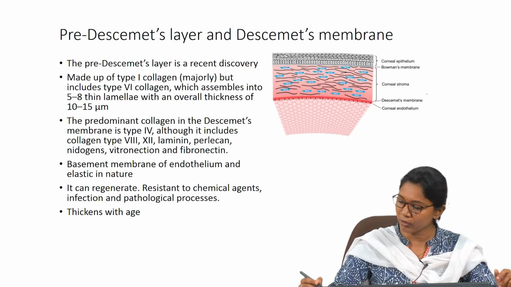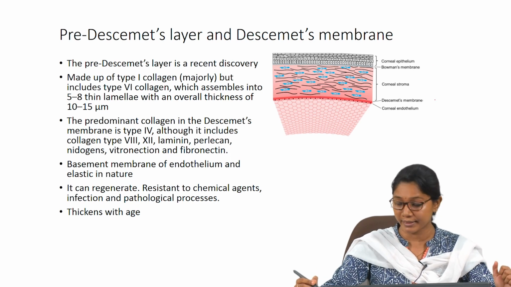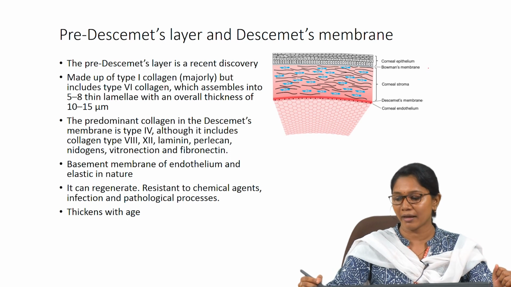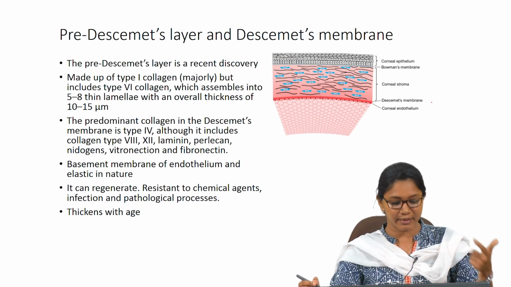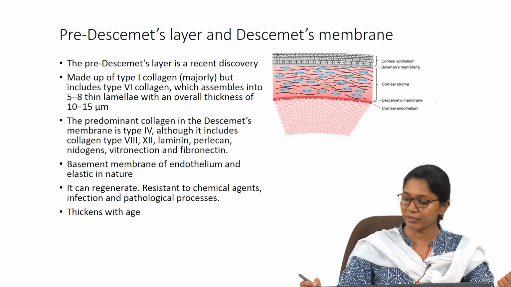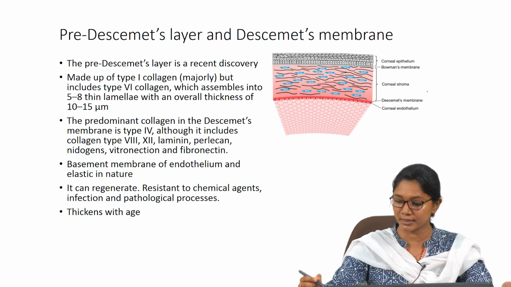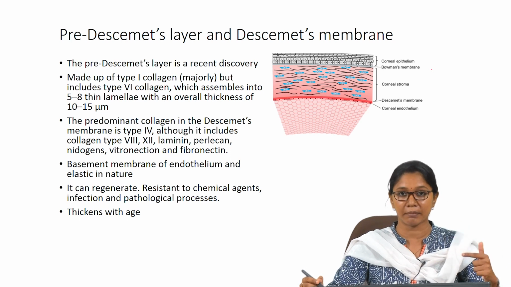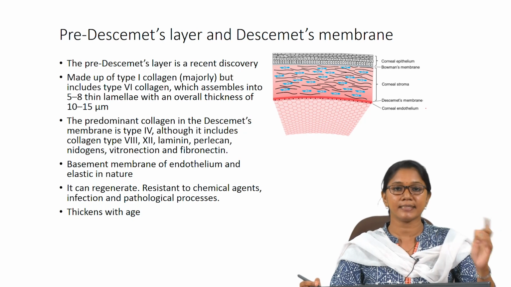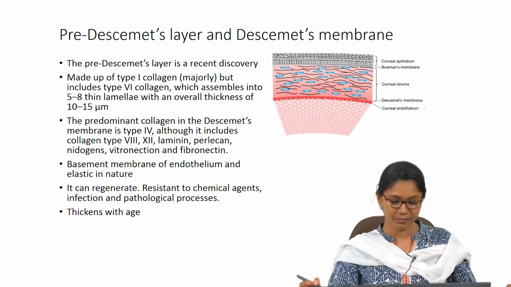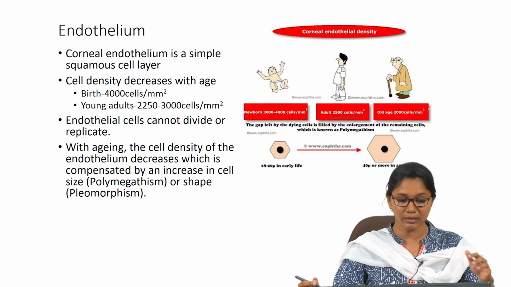So, we have looked at Descemet and Bowman's, both are acellular membranes. Bowman's cannot regenerate, whereas the Descemet membrane can regenerate and is resistant to chemical agents, infections and pathology. And the other difference is, over age the Bowman's membrane reduces in thickness, whereas the Descemet membrane increases in thickness over age. And then we have the endothelium.